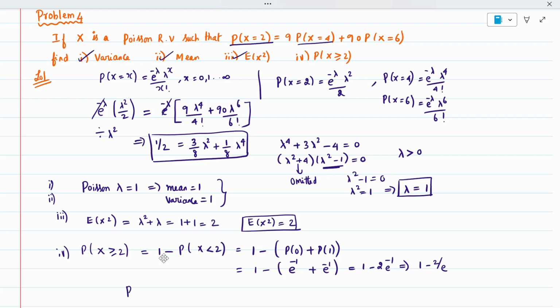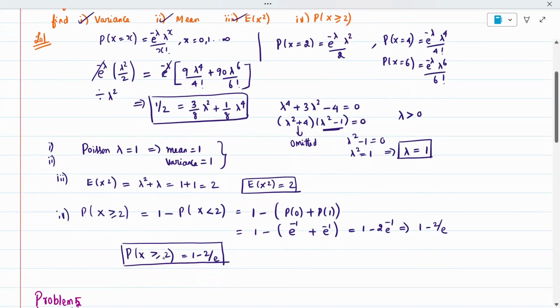So my probability of x greater than or equal to 2, I am getting the answer to be 1 minus 2 by e. Or use a calculator and you get the answer in decimals, or leave it as it is. Okay, so the fourth problem is completed.